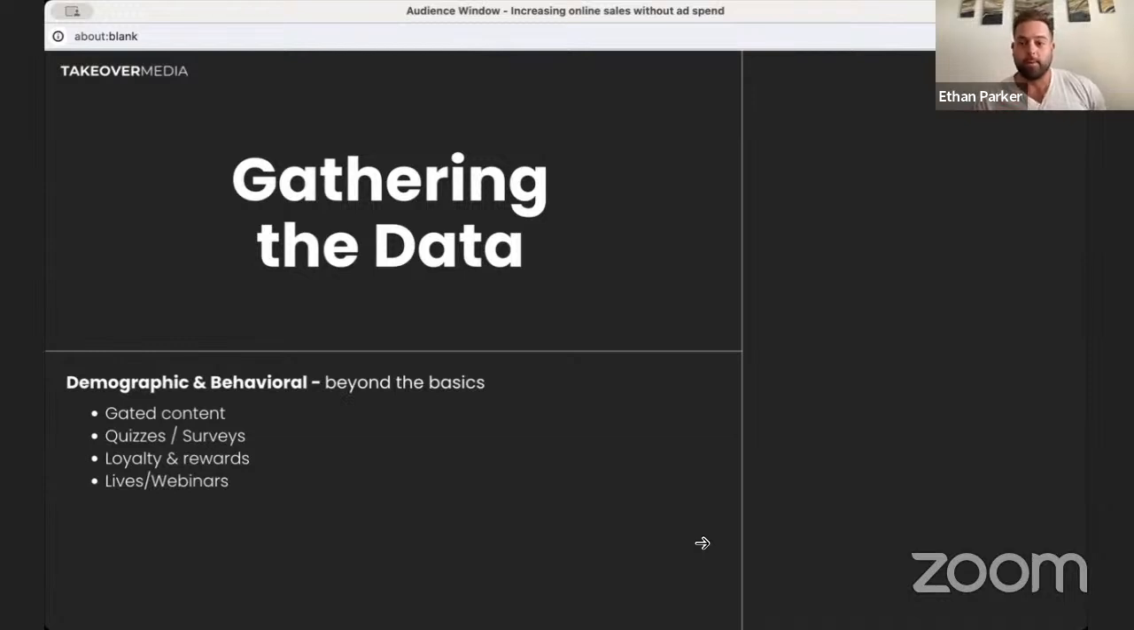Then loyalty programs and rewards, those are kind of low-hanging fruit ways to gather this data. Most rewards operate on some sort of points or score system. And so you can give them free points in exchange for information, like take this survey and get 25 points, or whatever your model might be. It's a really great way to get additional information from your customers.